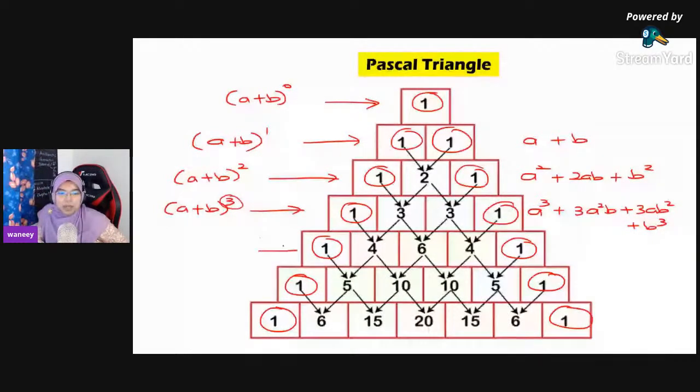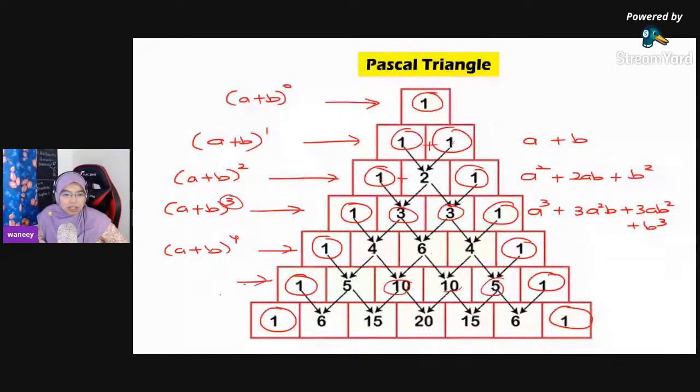And this is for (a plus b) to the power of 4. Okay, so now how do we get the middle ones? This actually comes from adding these two numbers together. So 1 plus 1, this is 2. And then 1 plus 2, that is how you get 3. 2 plus 1, also 3. And then 1 plus 3, 4. 3 plus 3, 6. 3 plus 1, 4. 1 plus 4, 5. 4 plus 6, 10. And then 6 plus 4, 10. 4 plus 1, 5, and so on, of course.